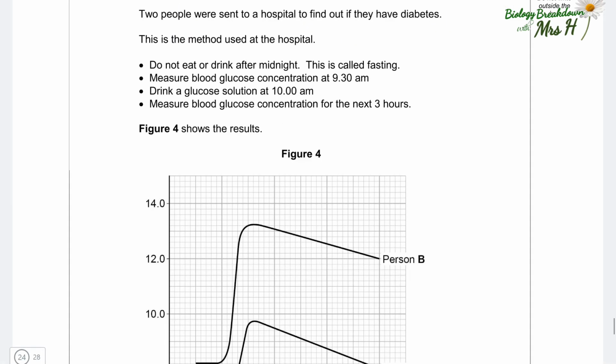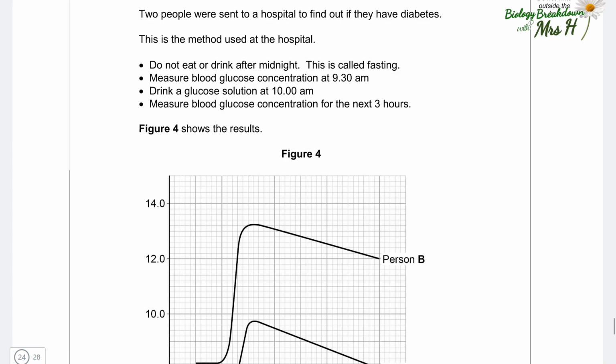2 people were sent to a hospital to find out if they have diabetes. This is the method used at the hospital. Do not eat or drink after midnight. This is called fasting. Measure blood glucose concentration at 9:30 a.m. Drink a glucose solution at 10 a.m. and measure the blood glucose concentration for the next 3 hours. And we have got the results here.